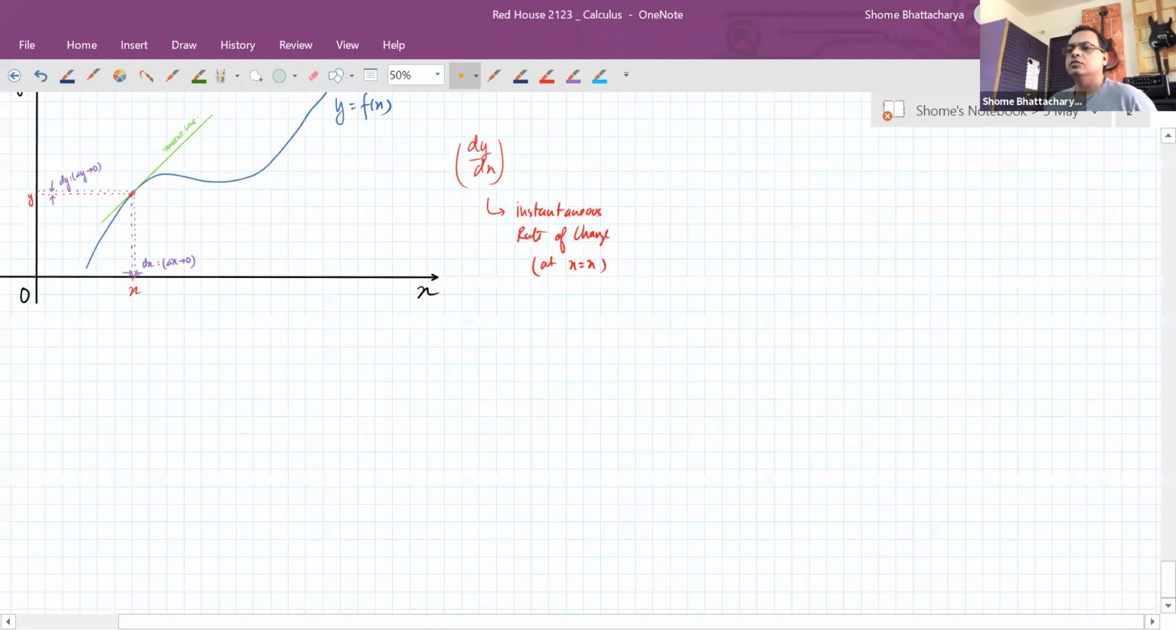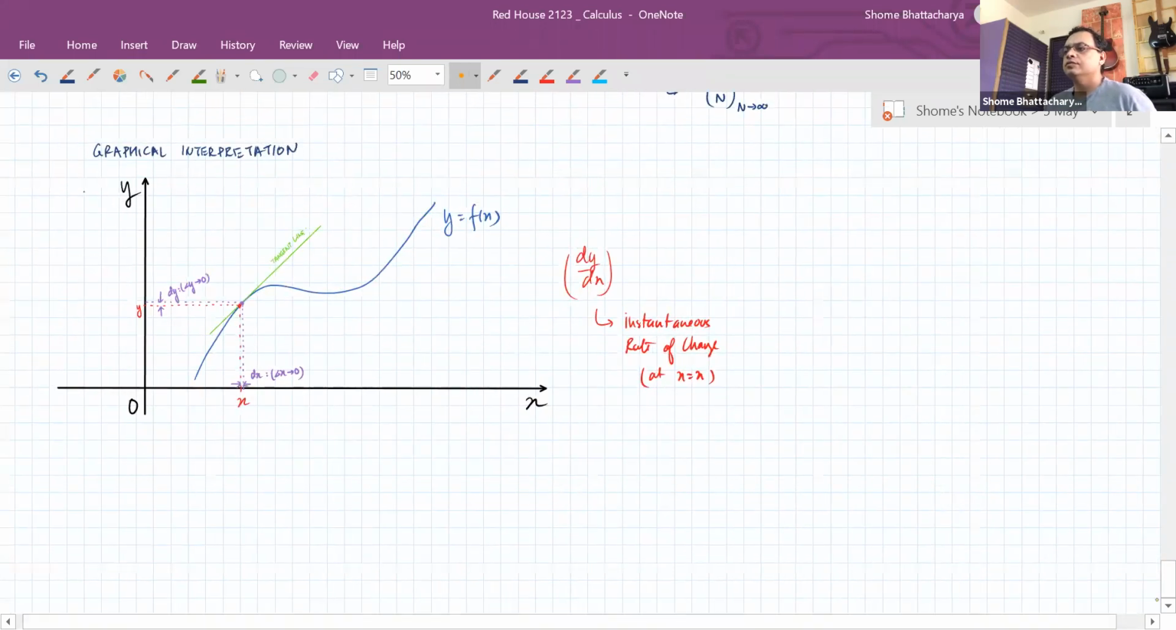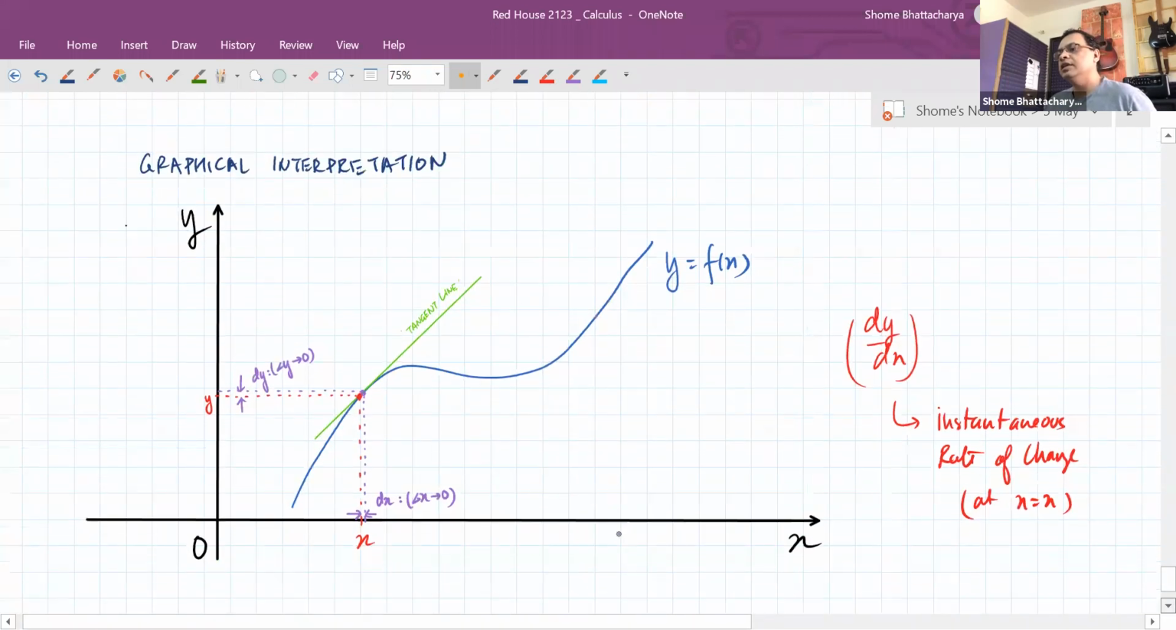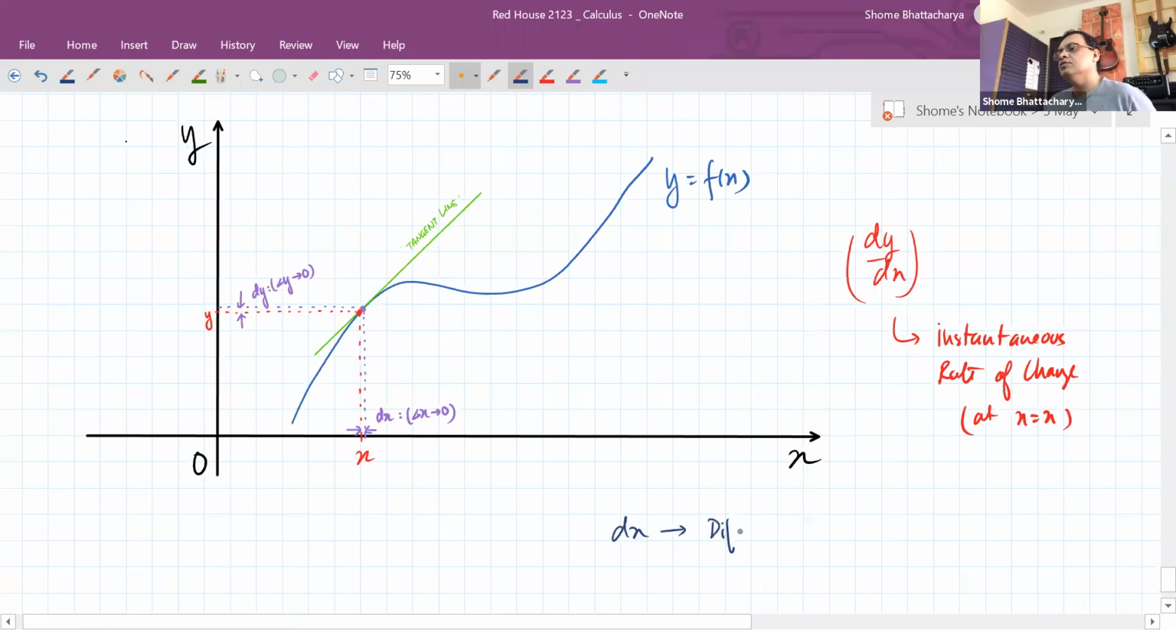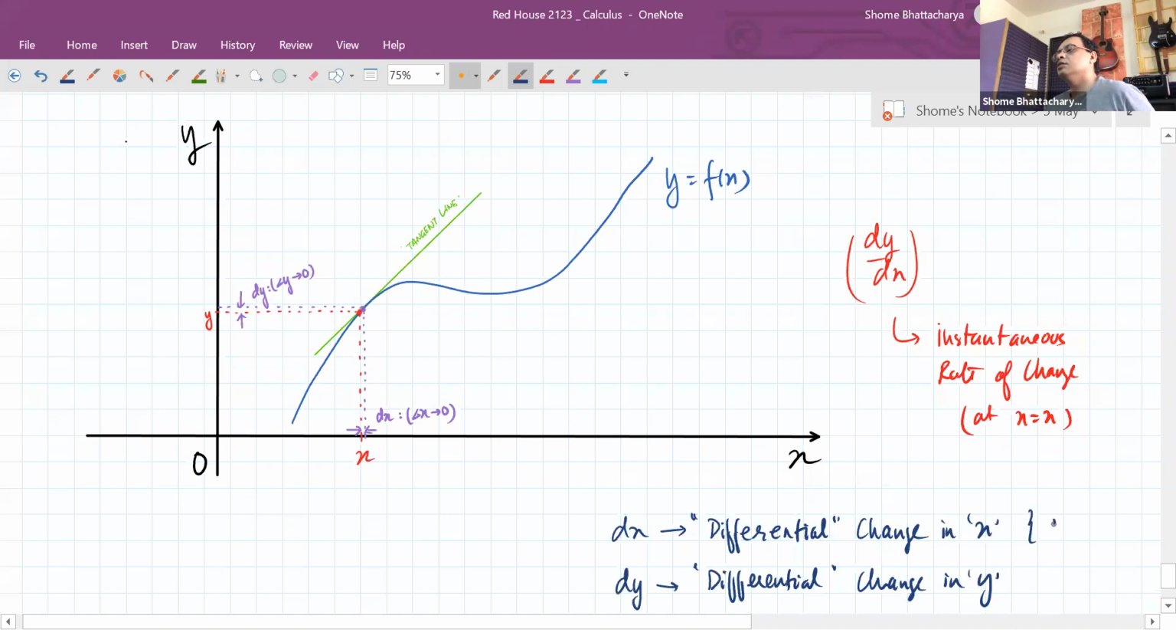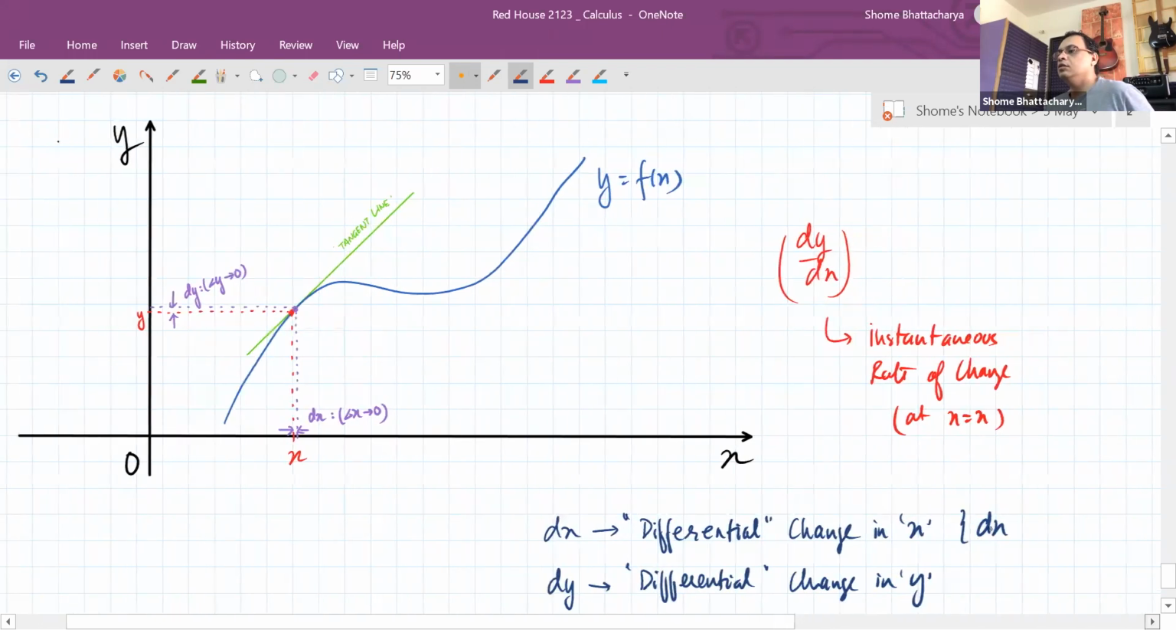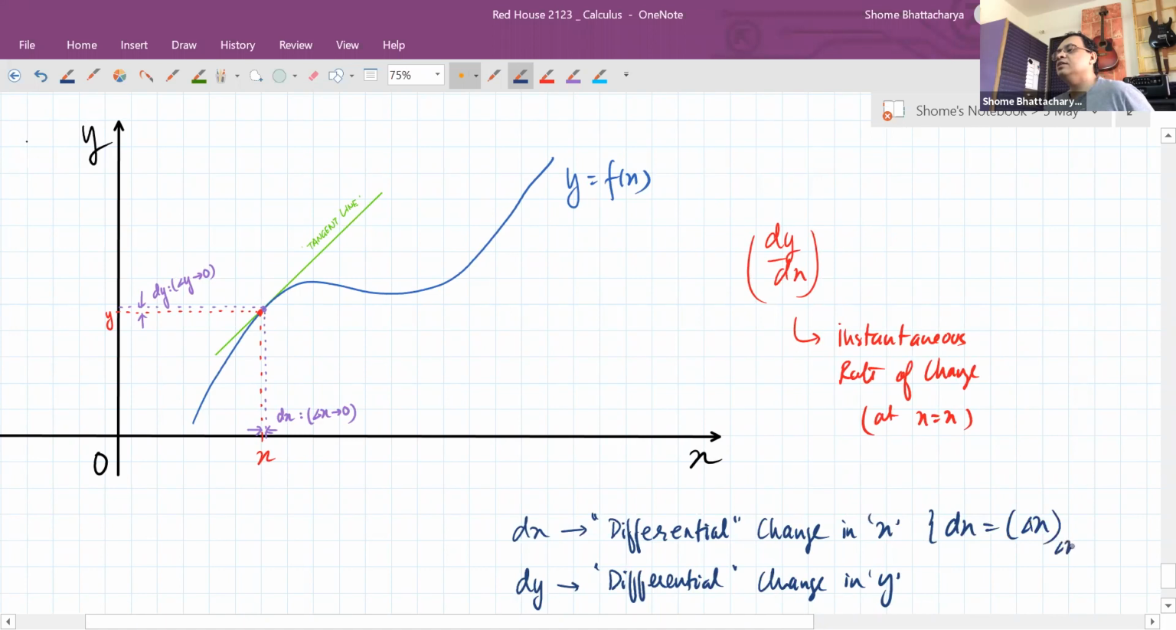So in this graph, you can see that dx is called a differential interval. So this is again a new term for us, differential change or differential interval. It's a differential change in x. dy is similarly a differential change in y. So it is equal to delta x under the limit that delta x is tending to 0. And this is equal to delta y under the limit that delta y is tending to 0.